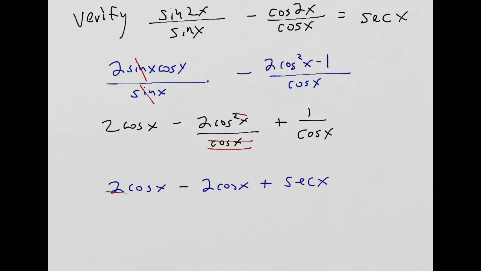Well, take a look. 2 cosine of x cancels out with 2 cosine of x, and we're left with secant of x, which is the other side. So there we go. We verified this identity.